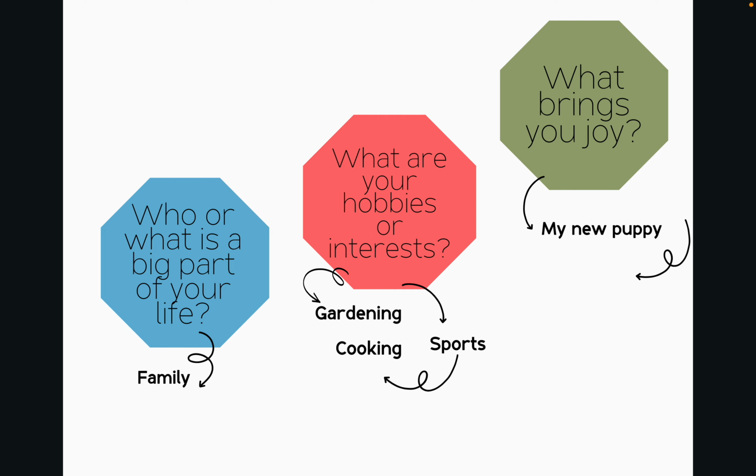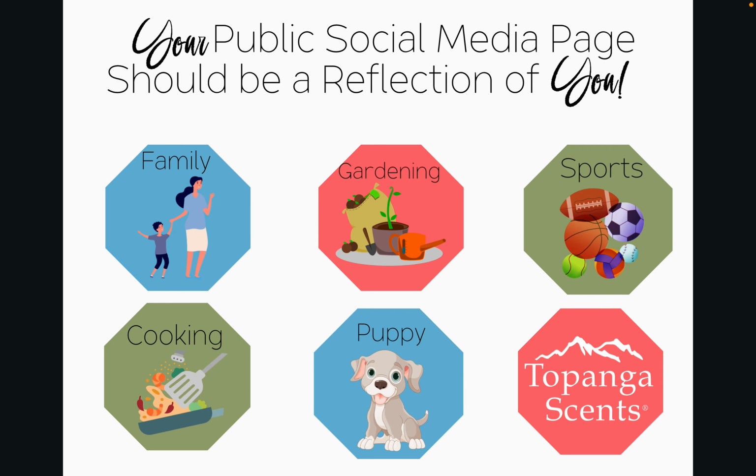And we're going to try to fill our 5 buckets. And when we're talking about social media, we want to fill our 5 buckets as much as possible. And you may notice now I have an icon with our Topanga Scents logo on it because Topanga Scents is also now a part of our lives. And it is only a part of it. It's not all of it. And so it will be a part of our social media page, our public social media page. It will not be all of it.